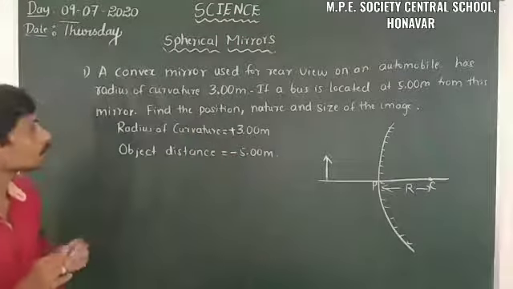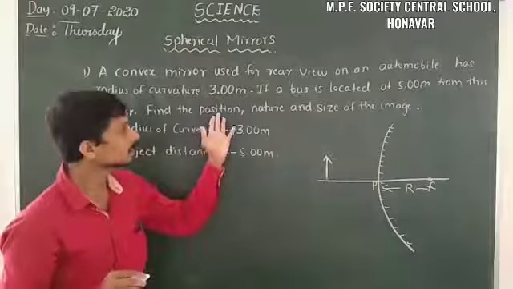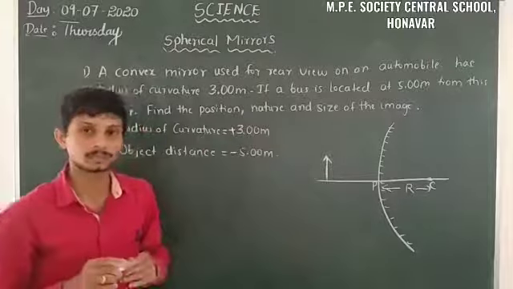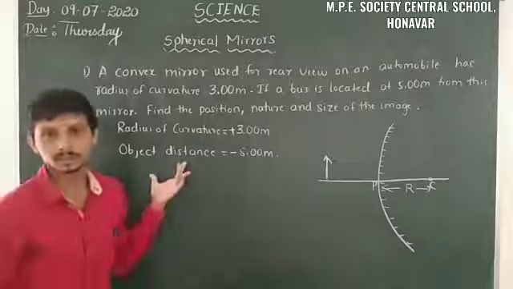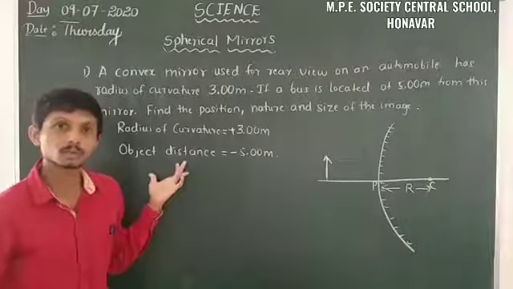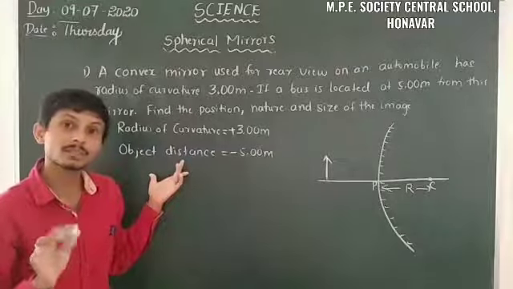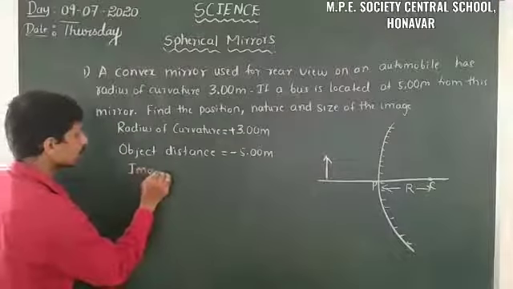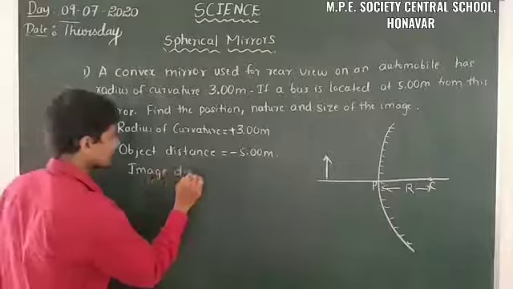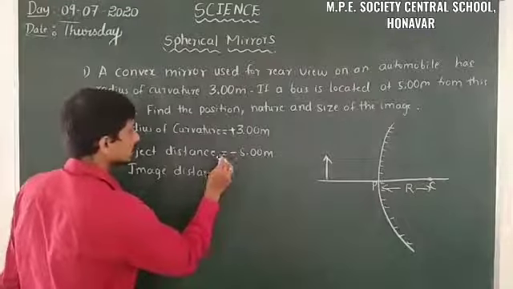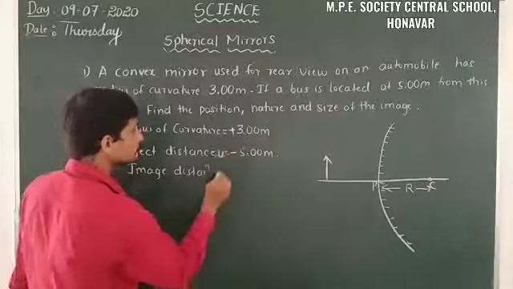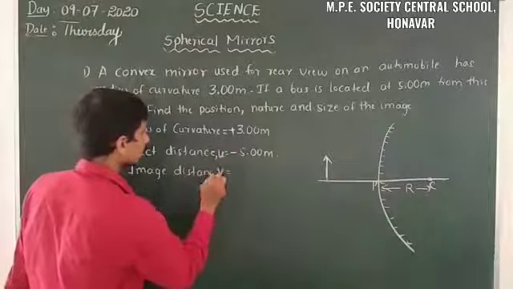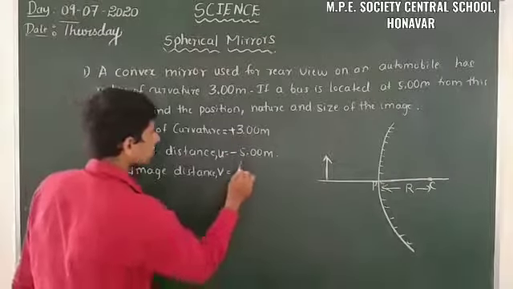So what do we have to find here? Find the position, nature and size of the image. But we don't know the image distance, so we have to find the image distance. The object distance is represented as U and the image distance is represented as V. We don't know V.